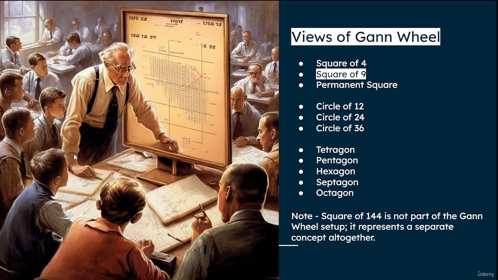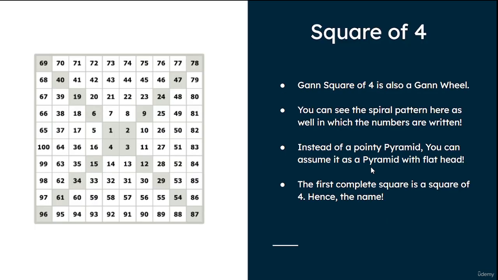This image was generated by AI. Look how AI imagined Gann, and AI also made this chart from Gann somehow. Now, these are the types of views which are famous and I found on the internet and on the Ganzilla software. So see, Gann square of 144 is not part of the Gann wheel setup. It represents a separate concept altogether. So Gann square of 4, Gann square of 9. See, these are the squares and these are the circles and these are the polygons.